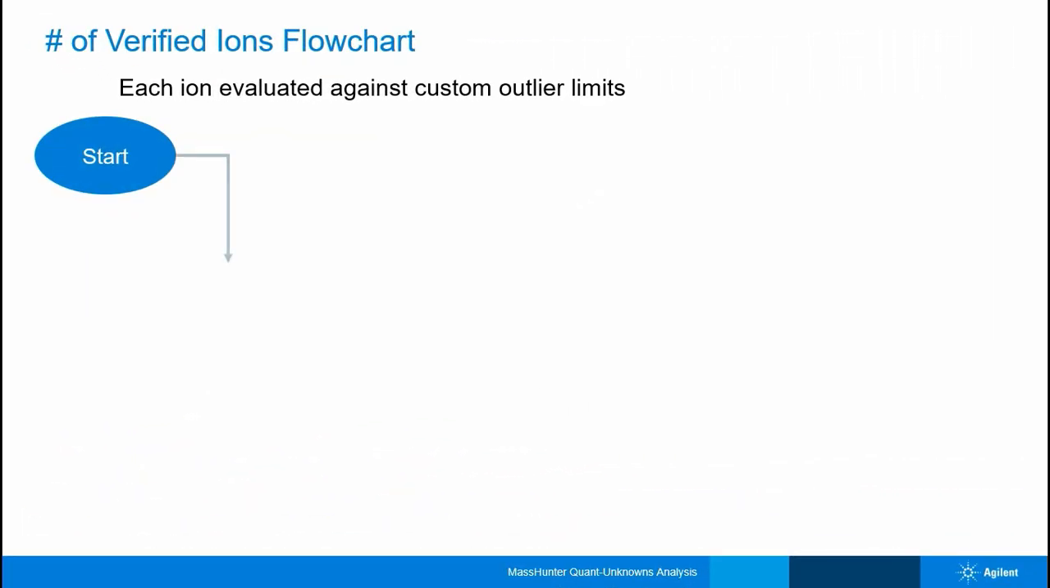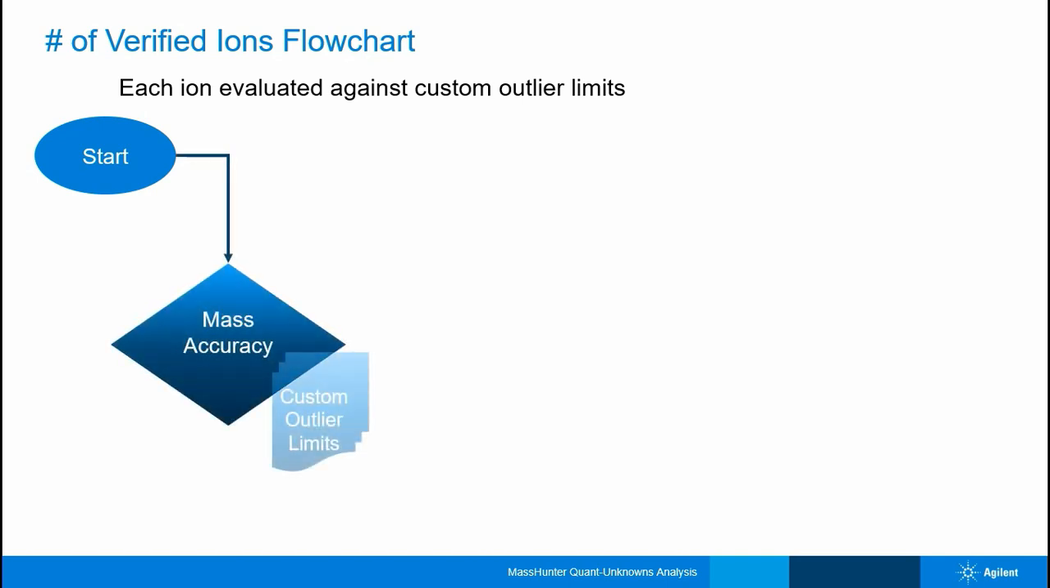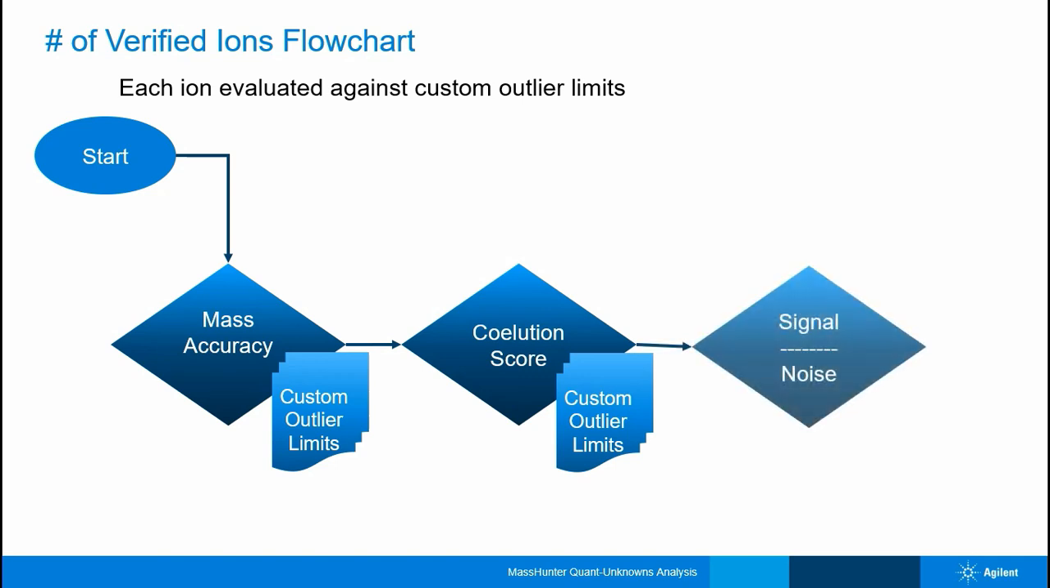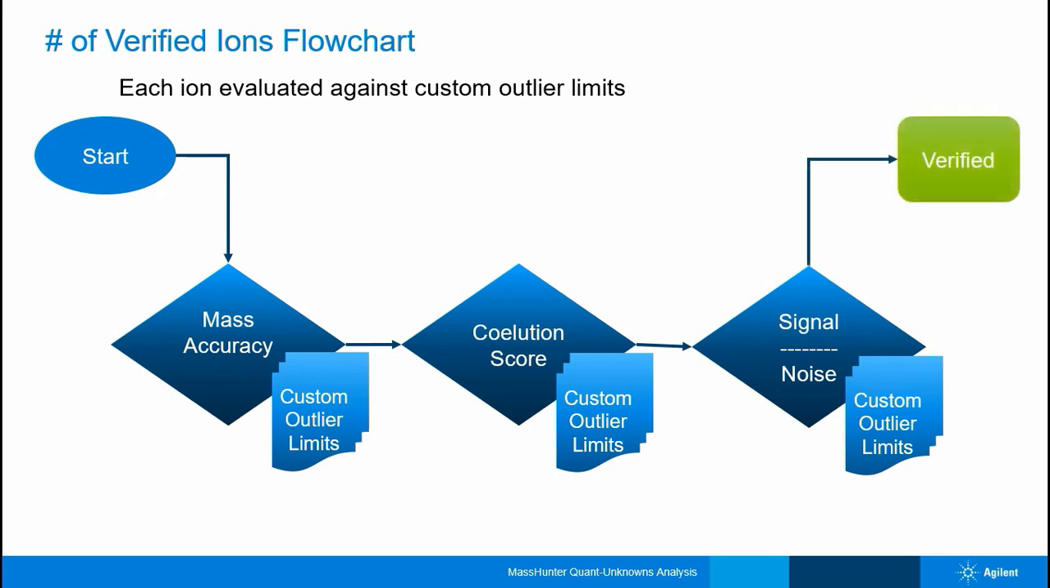All right, let's take a look at the number of verified ions. So there's mass accuracy with its custom limits, less than 5 ppm. Coelution score, an indication of the adherence to shape between the target and qualifier. And then, of course, signal to noise, according to the Santé regulations. If all of those are sufficient, we've got a verified ion.